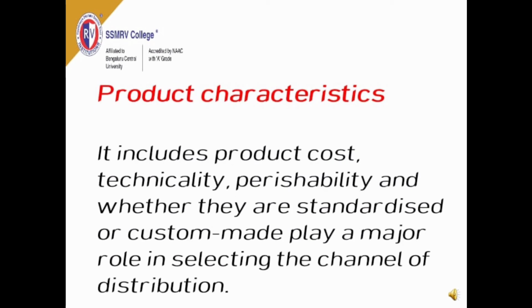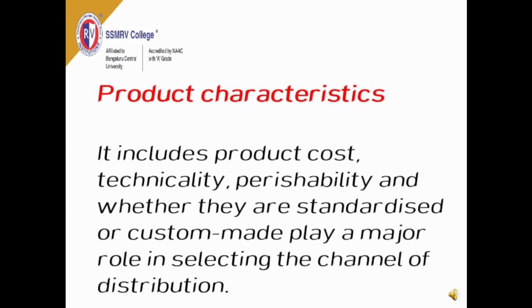The second factor, product characteristics. It includes product cost, technicality, perishability, and whether they are standardized or custom made, which play a major role in selecting the channel of distribution. Perishable goods like fruits, vegetables, etc. cannot afford to use longer channels as they may perish during transit. Manufacturers of these goods often opt for a direct channel, whereas non-perishable goods like soap, toothpaste, etc. require longer channels as they need to reach customers who are geographically diverse.